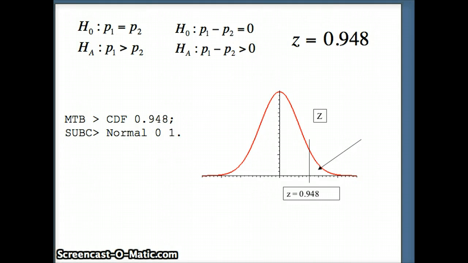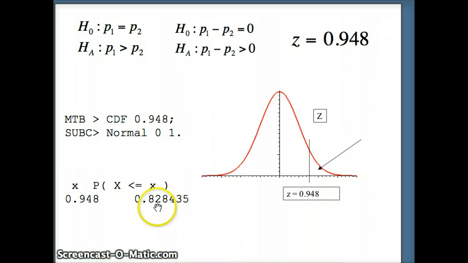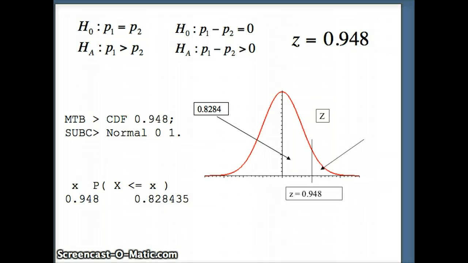So I'm going to ask Minitab CDF 0.948 with a normal 0-1 distribution. What does that give me? It gives me 0.8284, so 82%, 83% or so of the area is to the left of the test statistic. So there's the 0.8284. So the amount to the right, of course, is just 1 minus that, or 0.1716, and that, of course, is my p-value.